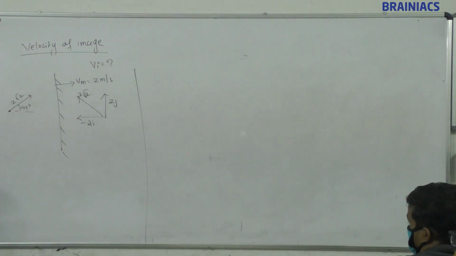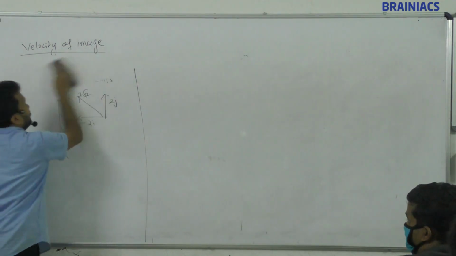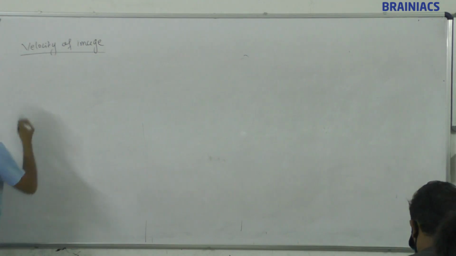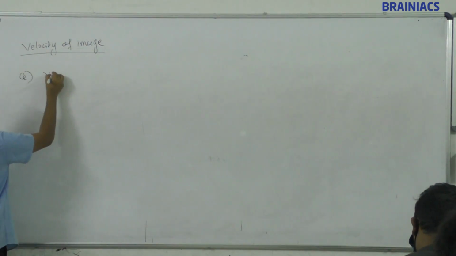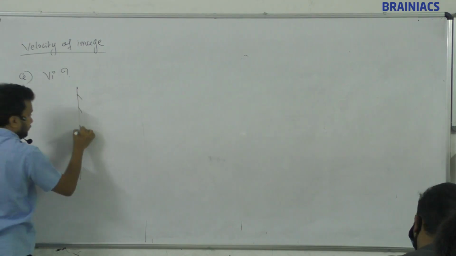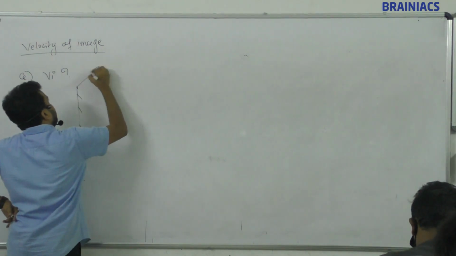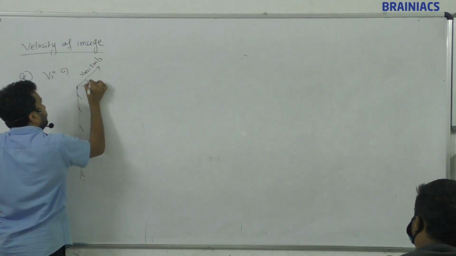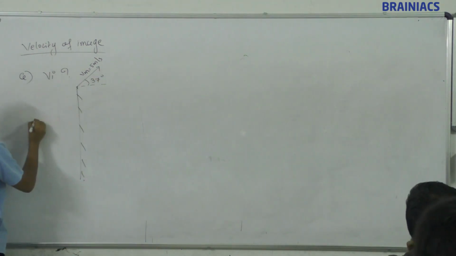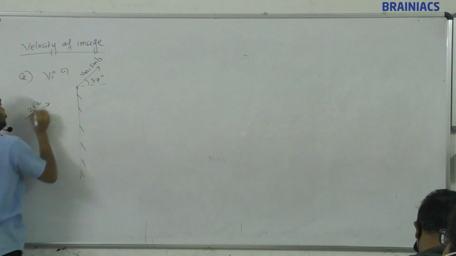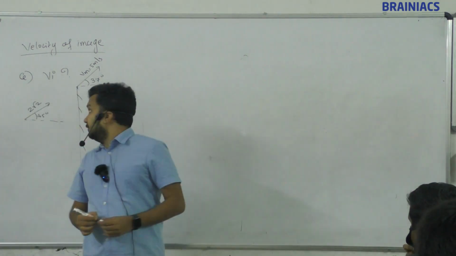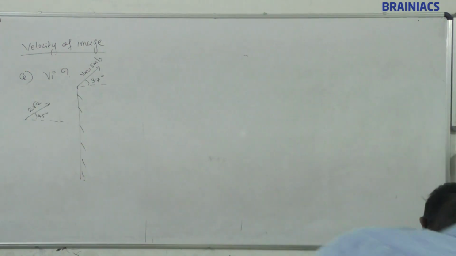Okay. Next question. One second, I will come after writing this question. So, find the velocity of image. Vm is 5 meter per second at 37 degrees. The object is the same, 2 root 2 at 45 degrees.